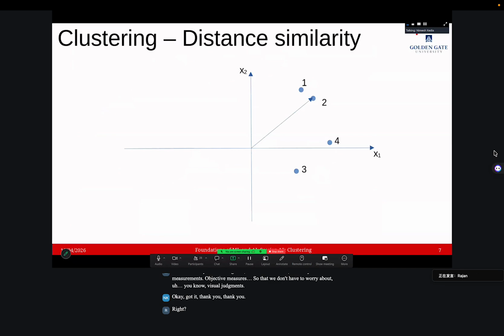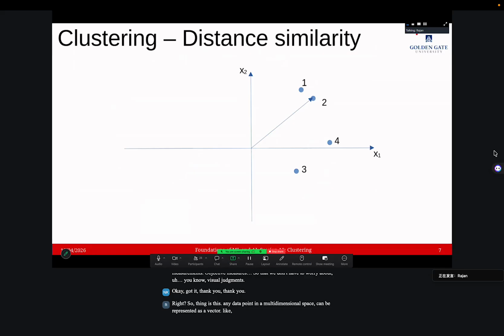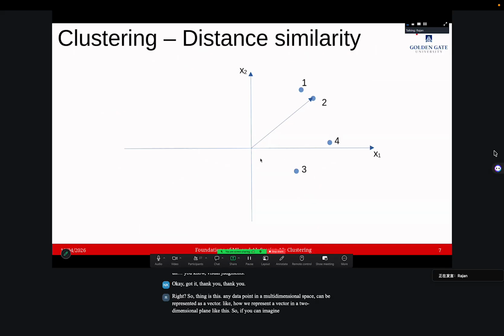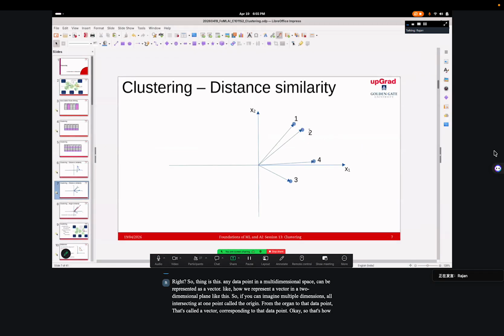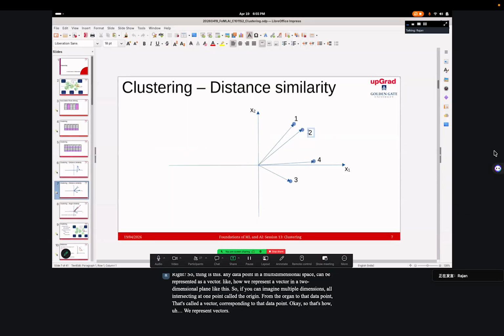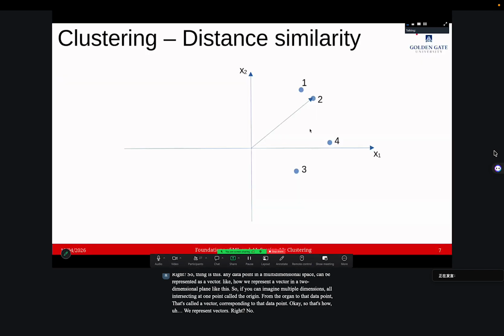Any data point in a multi-dimensional space can be represented as a vector, like how we represent a vector in a 2-dimensional plane like this. Imagine multiple dimensions, all intersecting at one point called the origin. From the origin to that data point, that's called the vector corresponding to that data point. So we have these 4 vectors here, 4 data points represented as 4 vectors.